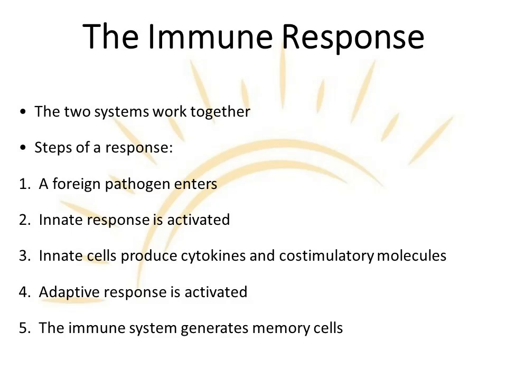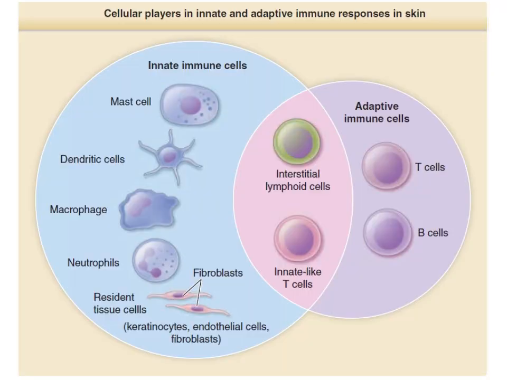Innate cells produce cytokines and costimulatory molecules that activate the adaptive system. Adaptive response is activated. T and B cells undergo gene rearrangement and clonal expansion. The immune system generates memory cells for future defense. Innate and adaptive cells. Innate lymphoid cells and innate-like T cells have both innate and adaptive immune functions.